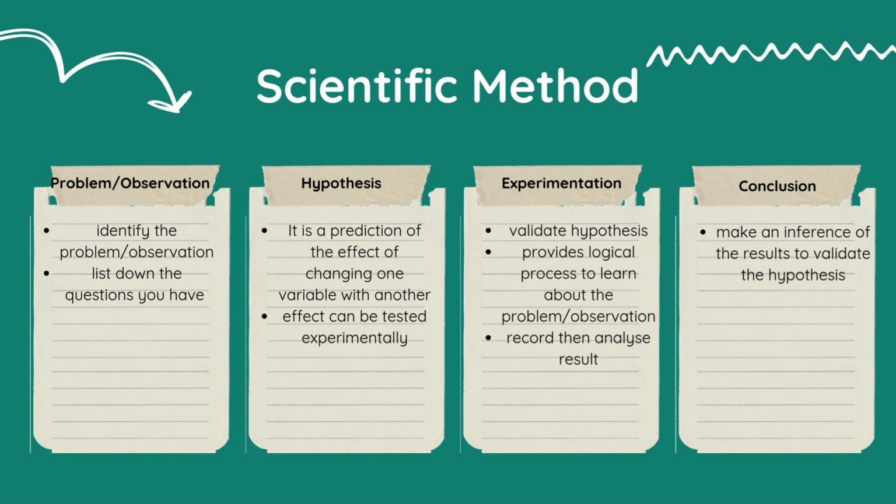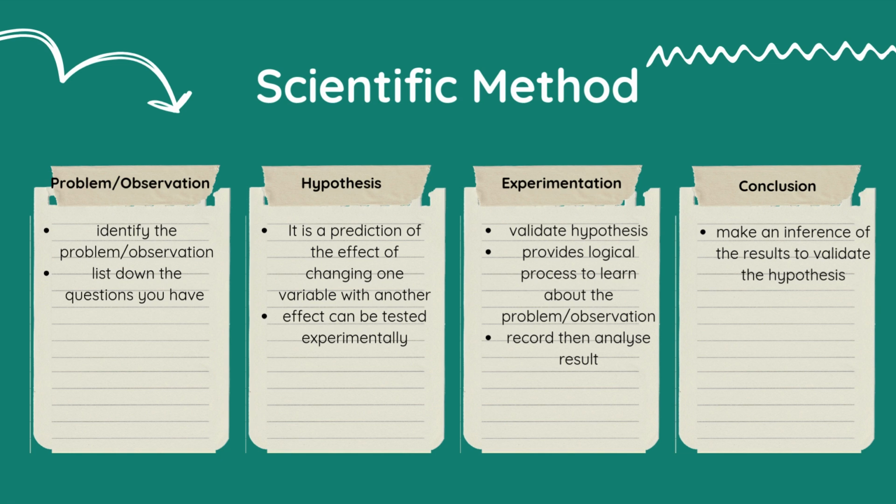Next, the hypothesis. A hypothesis is a prediction of the effect of changing one variable with another. A hypothesis is like a guess. It's not always correct, and it doesn't usually have to be. When a question like this comes up, for example, give me a hypothesis from the experiment, as long as you give your scientific opinion, you will get the mark. This effect can be tested experimentally.